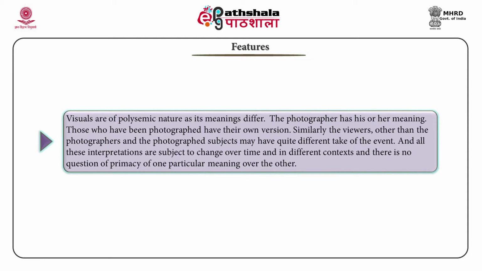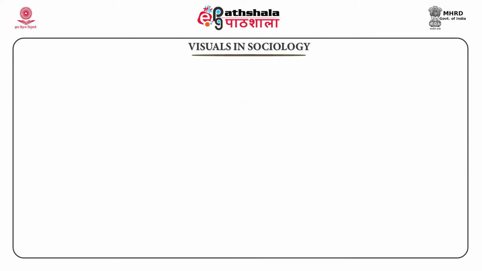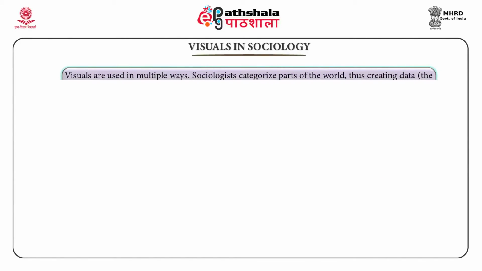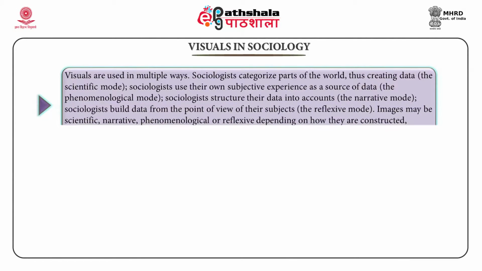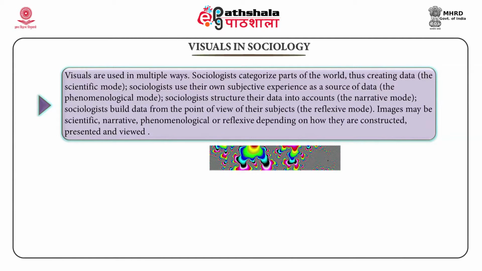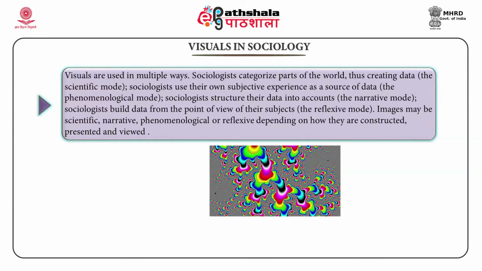And all these interpretations are subject to change over time and in different contexts, and there is no question of primacy of one particular meaning over the other. Visuals are used in multiple ways in sociology. Sociologists categorize parts of the world, thus creating data, the scientific mode.